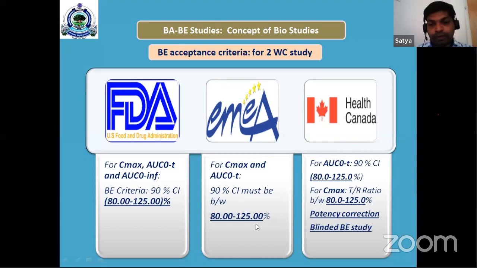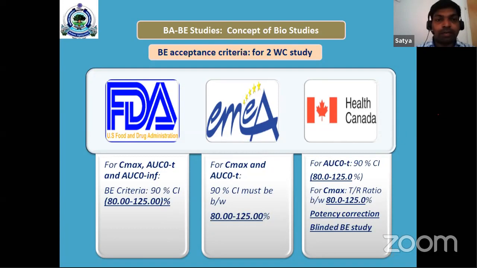And the third one would be Health Canada. These are like only decimal would be 80.00. They will not allow even 0.00 also. And these would be regulatory differences. Overall, I would say that it is 80 to 125 for 90% CI limits for the two-way crossover.